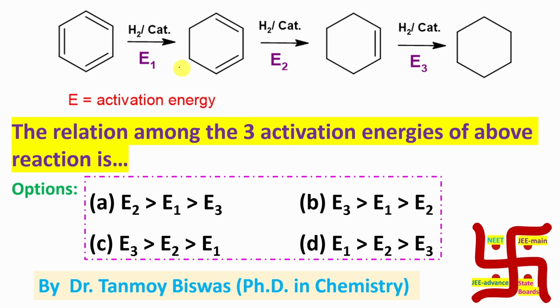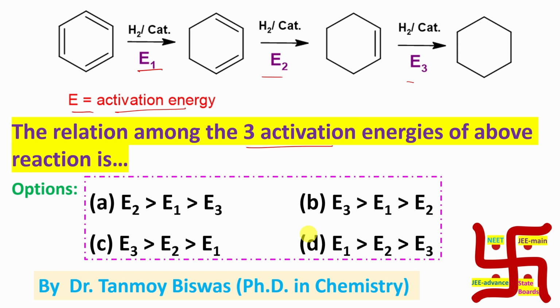Now look at the reaction. It's actually typically the stepwise hydrogenation of benzene into cyclohexane. Now in this case, the question is about the activation energy, meaning the relation among three activation energies E1, E2 and E3 of this above reaction. So this order you need to say. By the way students, this question is a little different type.